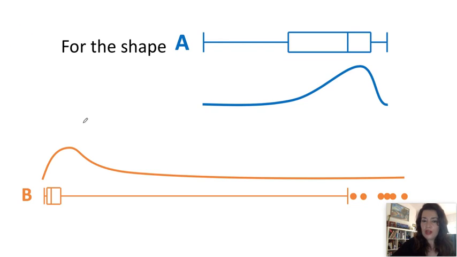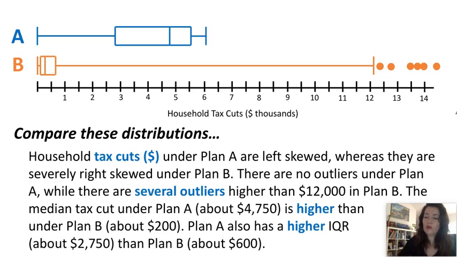All right, for the shape, if you said that the first box plot A is somewhat skewed to the left and the box plot of B is somewhat skewed to the right, then you would be correct. One way you can describe it, something like this. So the context would be household tax cuts. So this would be your context right here. You want to talk about what it is the box plot is representing.